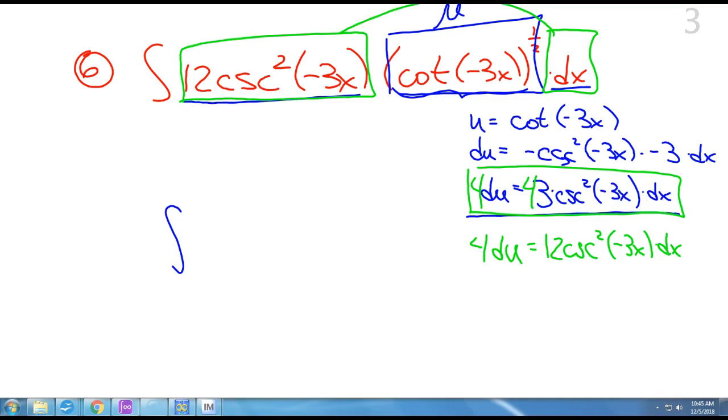So now when I go to rewrite the problem, instead of putting 12 cosecant squared negative 3x times dx, I can put 4 times du. You see how those match up? So up here I have this 12 cosecant squared and I have dx. Down here I have that same thing, but I've determined that it's actually the same as 4 times du. So I'm going to put 4, I'm going to put the du at the end, and then this is u.